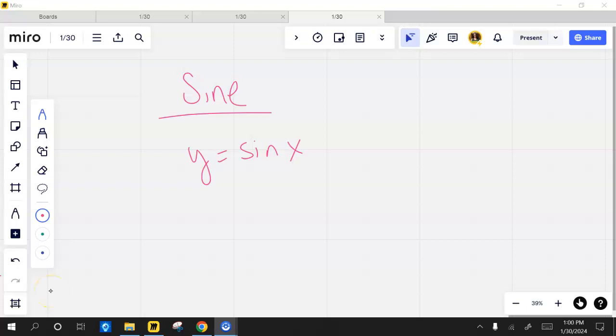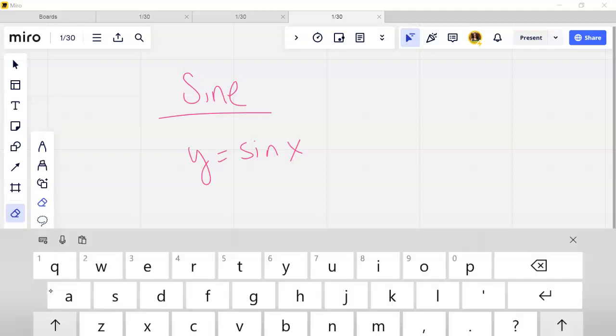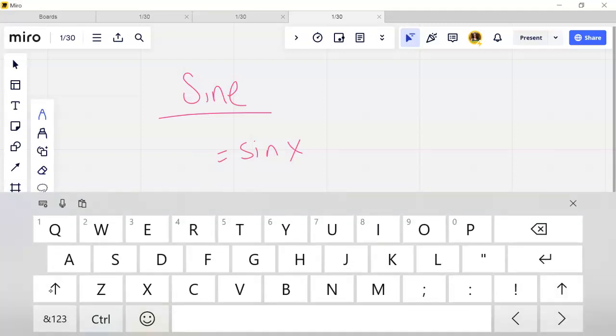But we will get to that very, very soon. Right now, we'll stop with sine and cosine. I'm not even going really deep into this.